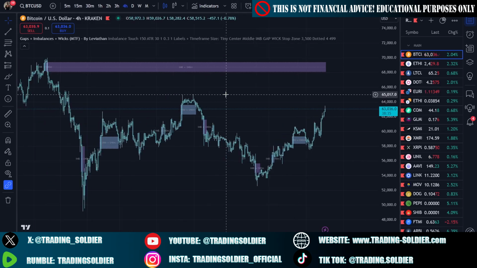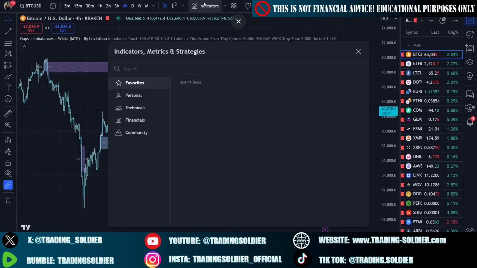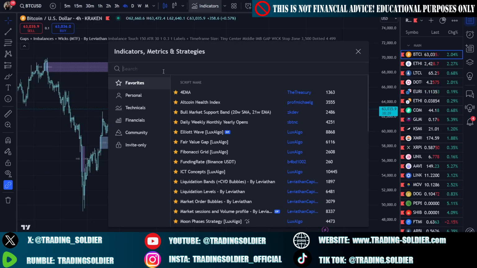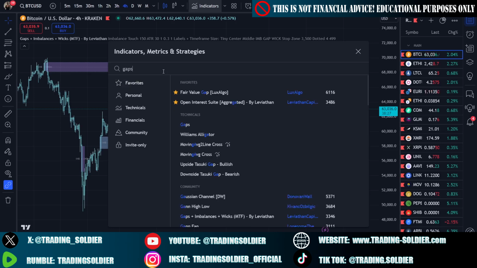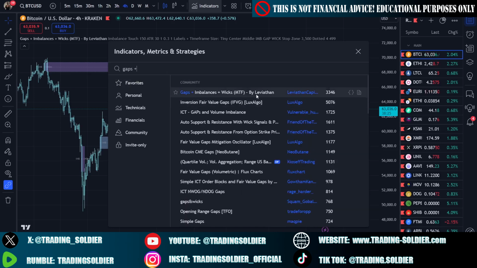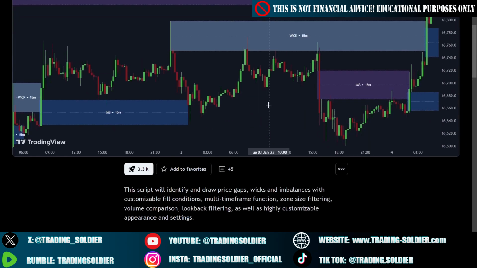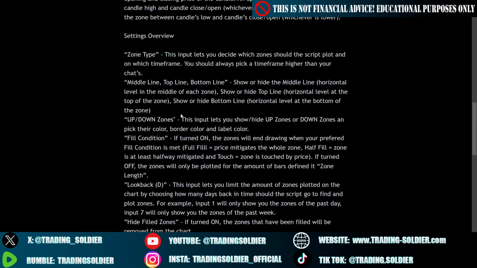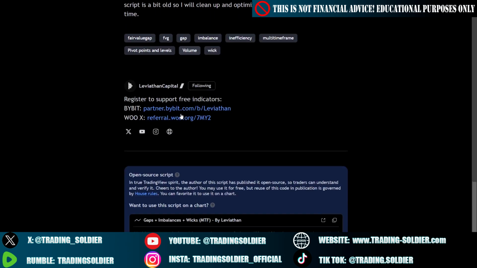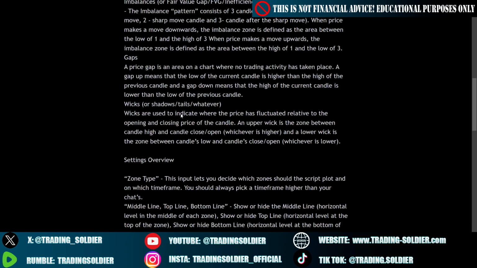So first of all, to load this indicator into your TradingView account, you need to go into the indicators tab and search for gaps plus imbalances. You can see here this indicator by Leviathan Capital that has almost 3,000 people using it. Also, if you want, you can read the indicator description here, where Leviathan explains pretty well all the functionalities and all the settings that you can use in this indicator.